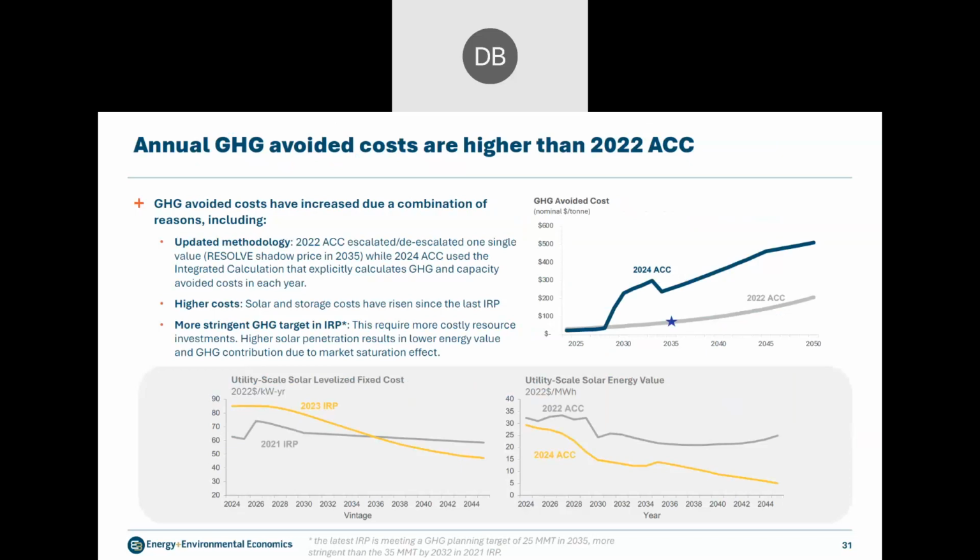First, I want to show the comparison between 2022 ACC and 2024 in terms of the annual GHG avoided costs. This includes both the cap and trade price as well as the GHG adder, but it doesn't include the GHG rebalancing. So we see that compared to the 2022 ACC, the GHG avoided costs for 2024 have increased.